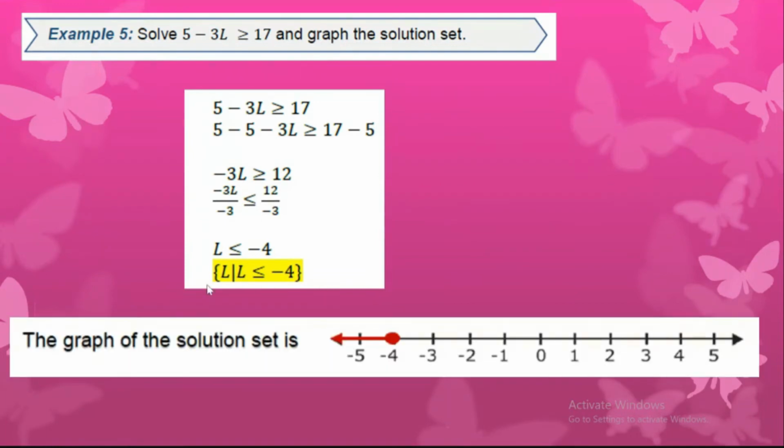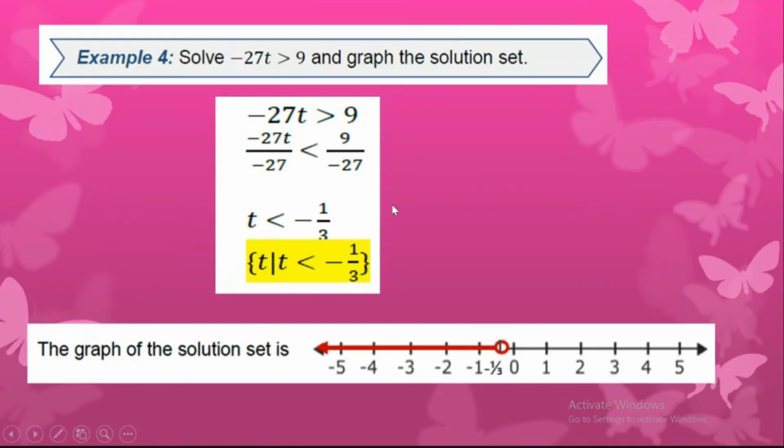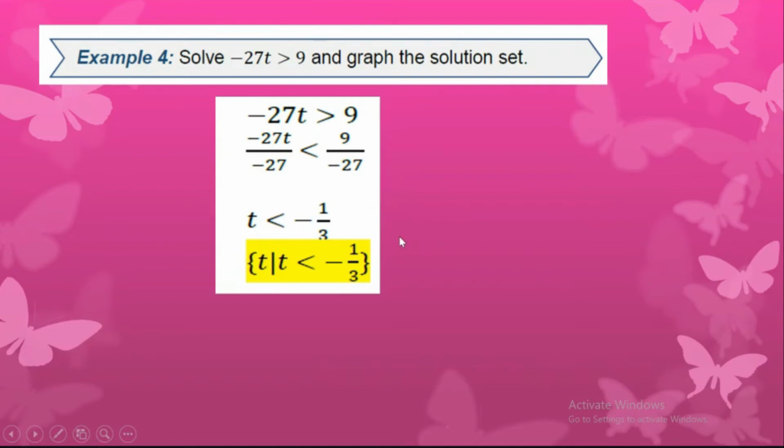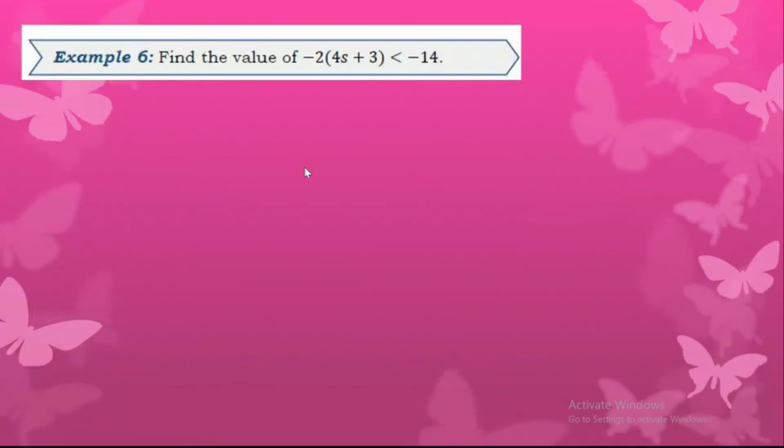So for the graph of the solution set, we must consider the number negative 4 and all numbers to the left of it. Take note in this example, we have reversed the inequality symbol. So from greater than, we now have less than, since we divided both sides of the given inequality by a negative number. Next example, find the value of negative 2 times 4s plus 3 is less than negative 14.